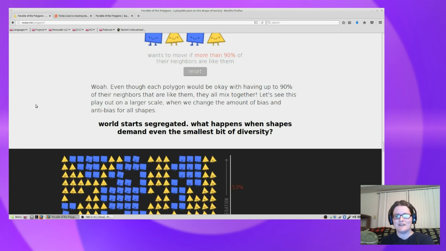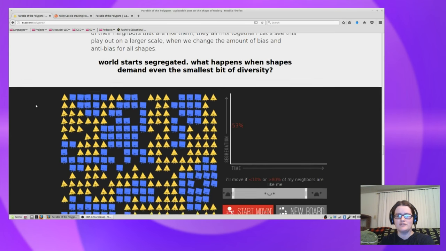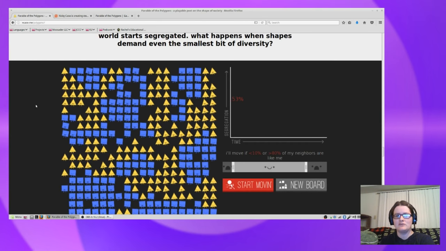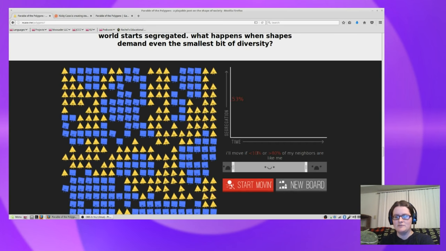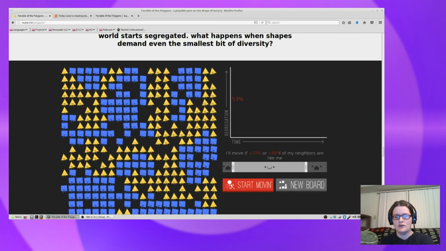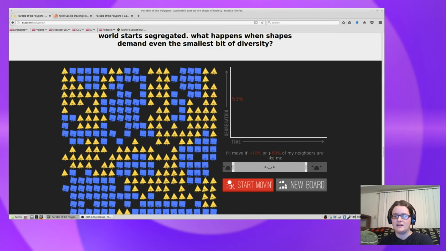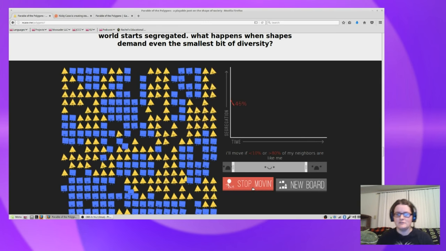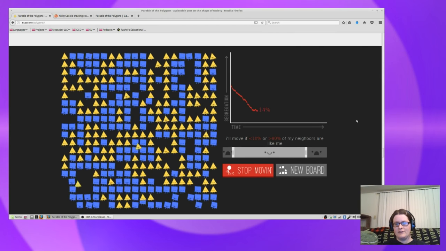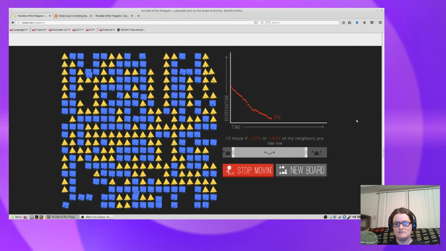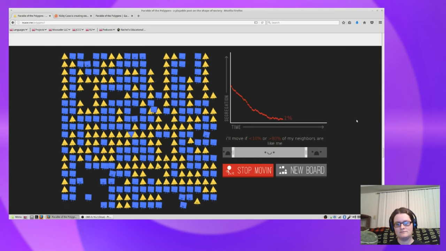Let's see this play out on a larger scale when we change the amount of bias and anti-bias for all shapes. The world starts segregated. What happens when shapes demand even the smallest bit of diversity? So I will move if less than 10% are like me, or if more than 80% are like me. So let's start moving. And we'll see that as it goes, let me scroll down a bit, they start desegregating.